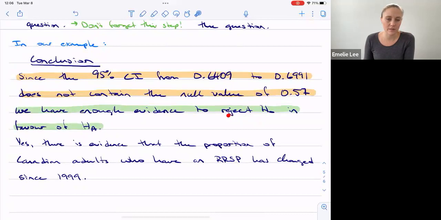Sorry, I'm reading the comment, but I'll read that chat in just a second here. So we have enough evidence to reject H naught in favor of HA. That's your conclusion in terms of the null hypothesis. There's only two options. You either have enough evidence to reject H naught, or you do not have enough evidence to reject H naught. And that's because we do all our testing assuming the null hypothesis is true.